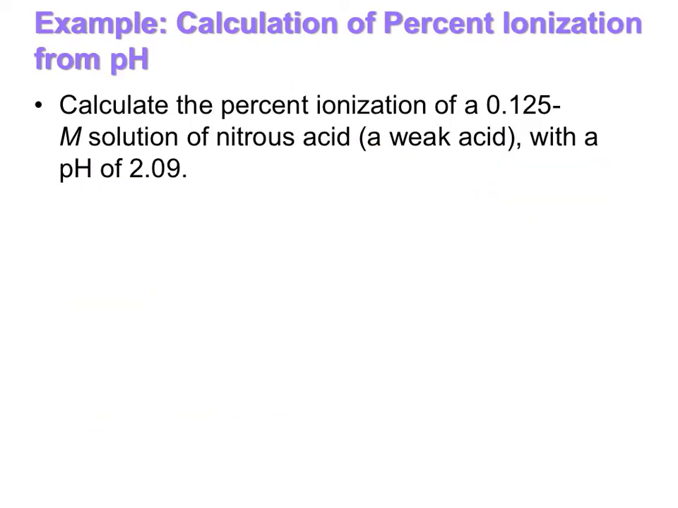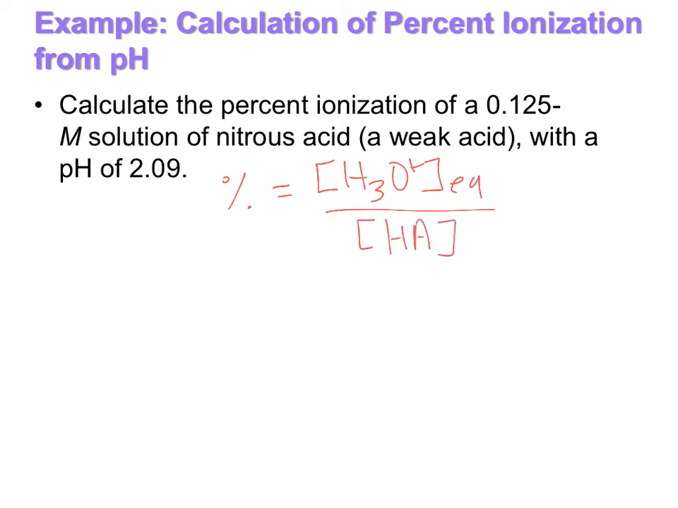So in this example, we are calculating the percent ionization from a pH. So we know that percent ionization is equal to our hydronium at equilibrium divided by our acid initial, times 100%.